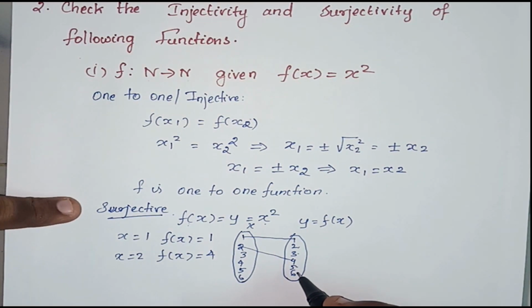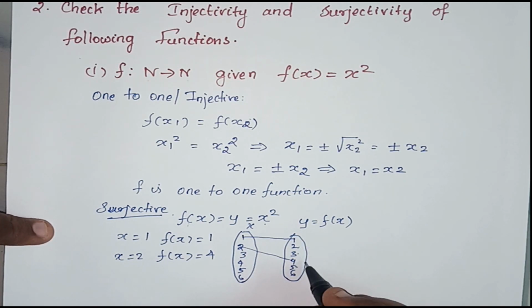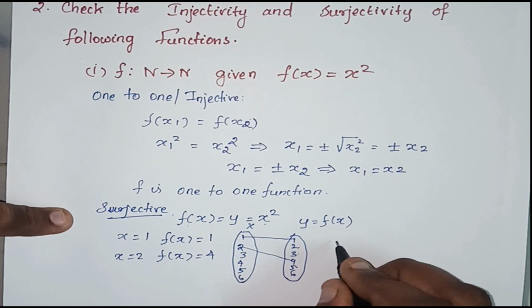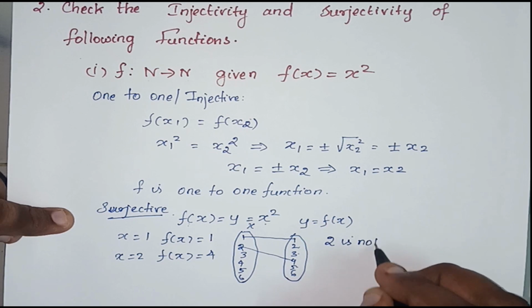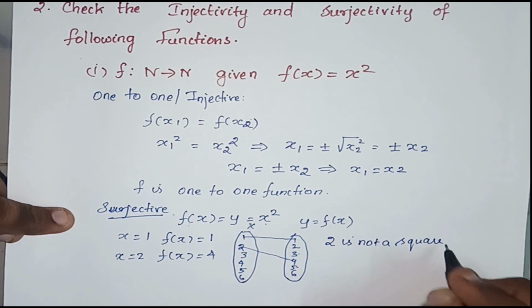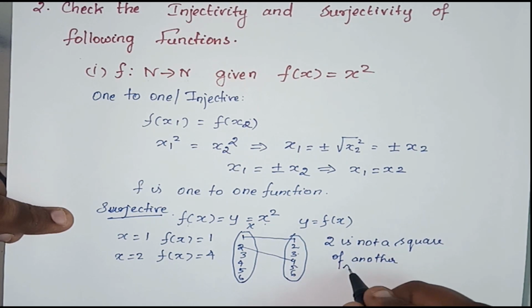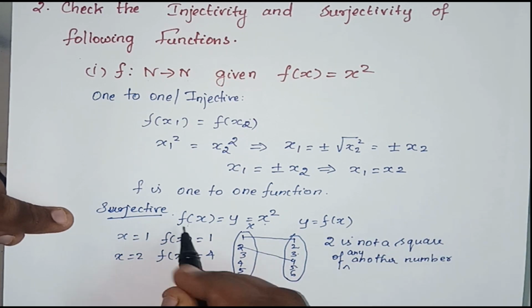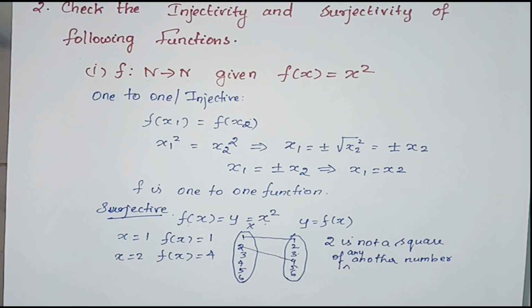But for surjectivity, every element in y should be an image of some element in x. That is the condition for surjectivity, right? But 2, for example, is not a square of any other number, right? 2 is not a square of any other number, where f of x is equal to x square.